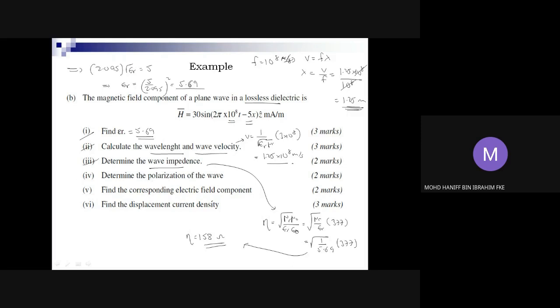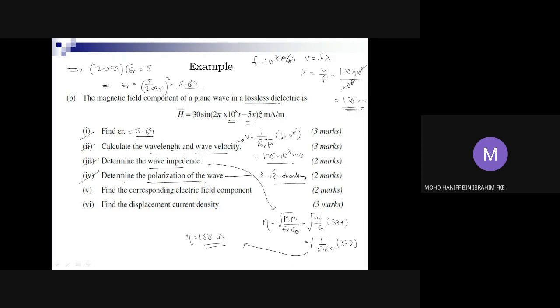And then part 4 is to determine the polarization of the wave. I think that should be straightforward. If you base on this equation of the H field, the wave is polarized in the Z direction. So this should be in the Z direction for the wave polarization.